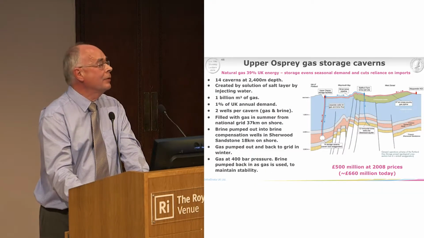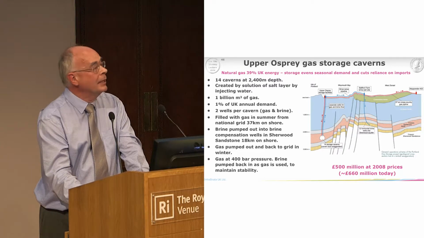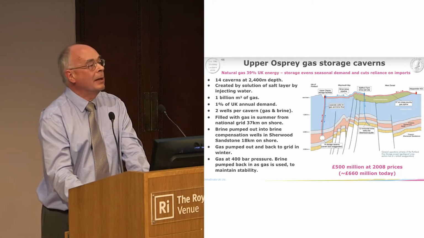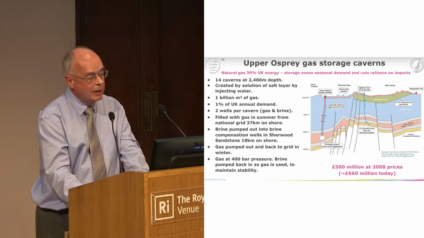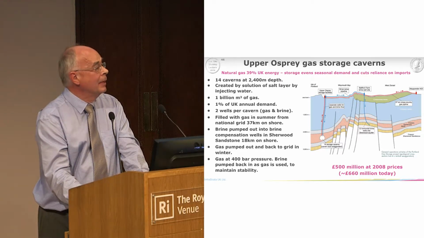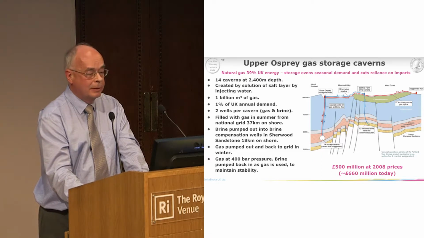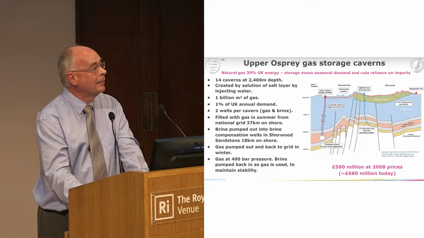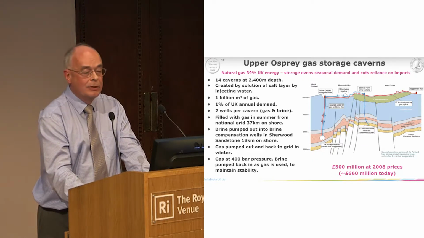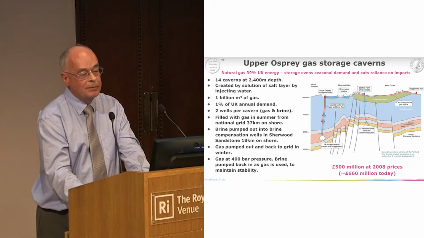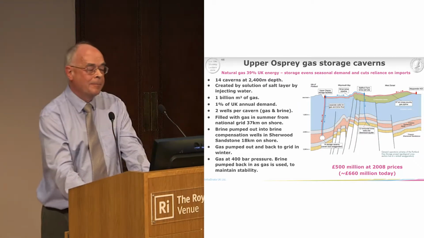And the project then was to actually create 14 caverns 2.4 kilometres below the site by solution mining a layer of salt from the Trias. And it would hold 1 billion cubic metres of gas, which is about 1% of the UK annual demand. And the idea was to try and even out supply and demand in the winter and try and reduce reliance on imported gas from Russia and elsewhere.